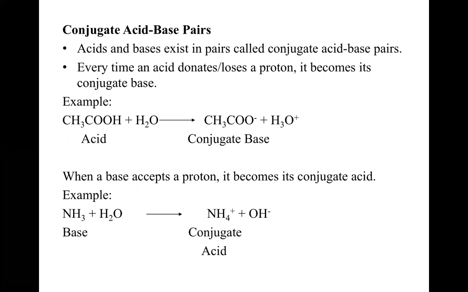Then, conjugate acid-base pairs. Acids and bases actually exist in pairs called conjugate acid-base pairs. Every time an acid donates or loses a proton, it becomes its conjugate base. As an example, acetic acid plus water: here the acid donates its proton and forms the acetate ion. So the acetate ion is the conjugate base of acetic acid. In the second example, where a base accepts a proton, it becomes its conjugate acid, like ammonia. When ammonia reacts with water, ammonia accepts a proton and forms the NH4 positive ion. So the ammonium ion is the conjugate acid of ammonia.